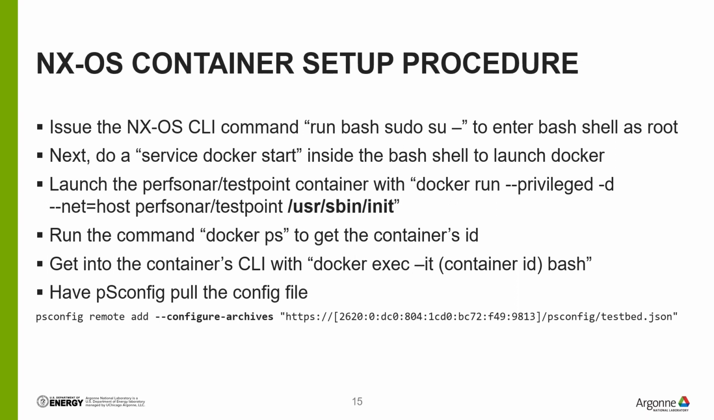So once you get all of that squared away, now you can do docker ps inside that root shell of the switch to get the container's ID and actually get into the container CLI, so that you can run the same exact psconfig remote add config to pull that perfsonar central management server config file, that really nice JSON testbed file that will do all the tests for you. You won't actually have to define any of the tests on the switch itself.